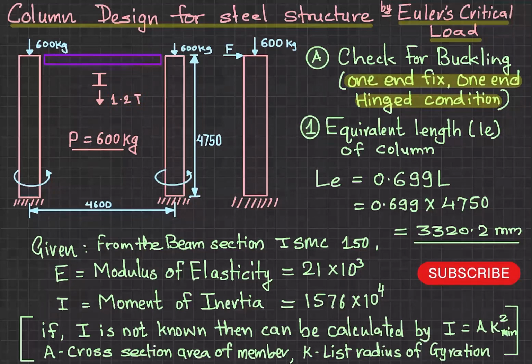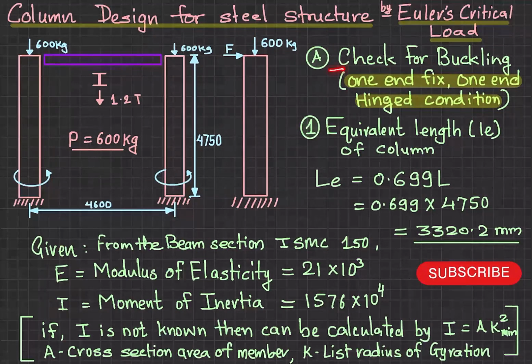So this column has a load from two directions. One is from the top, which is a product load, and another is creating a twisting effect or buckling effect in the column, which is F. So now check for buckling.